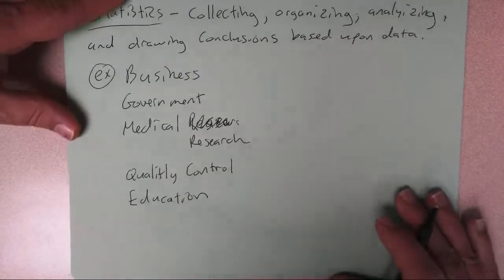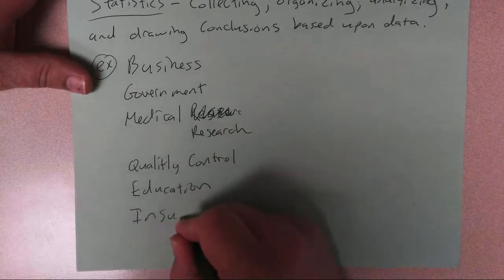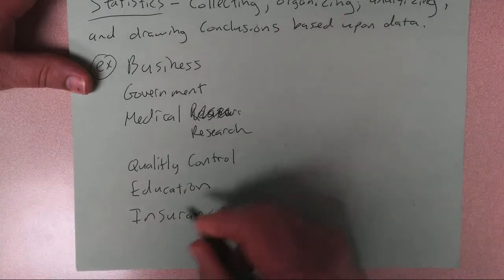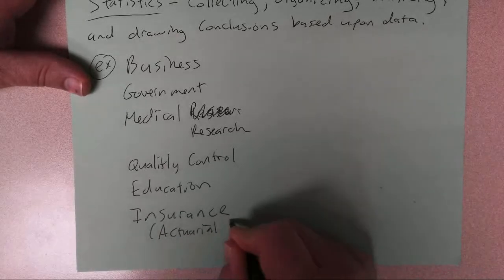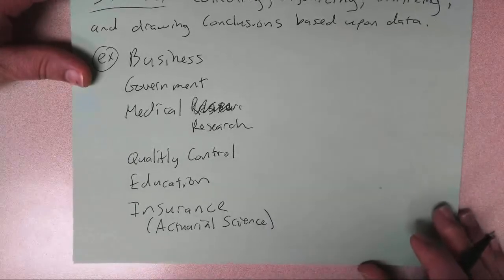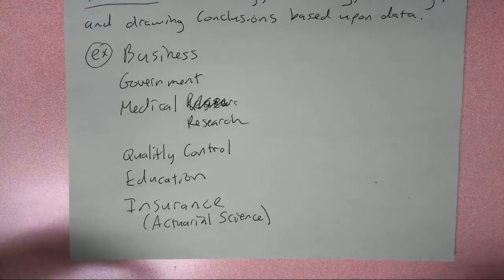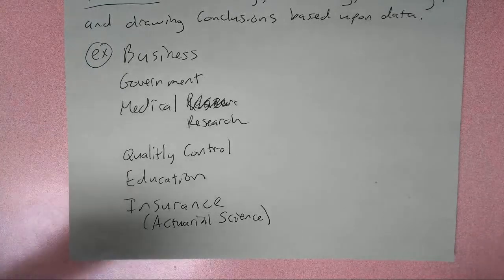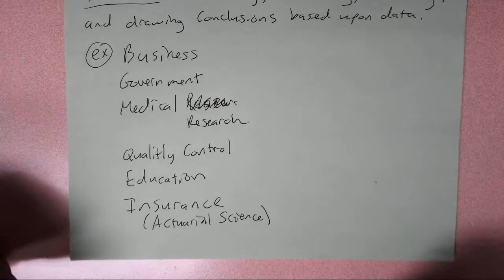And we could go on and on. Let me end with one more. Insurance. There's actually a name for this, and it's actuarial science. Actuaries are people that collect data and use that to decide how much an insurance company needs to charge in order to earn a profit.